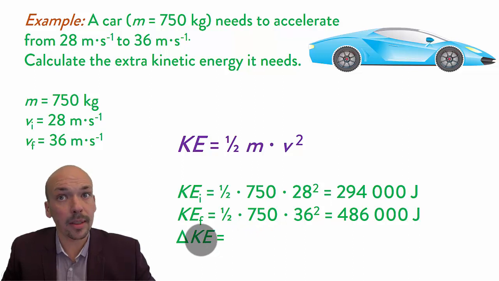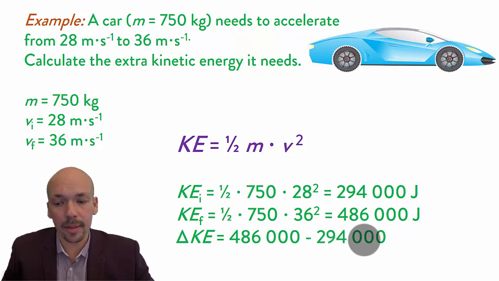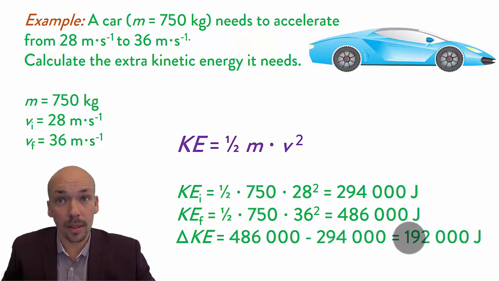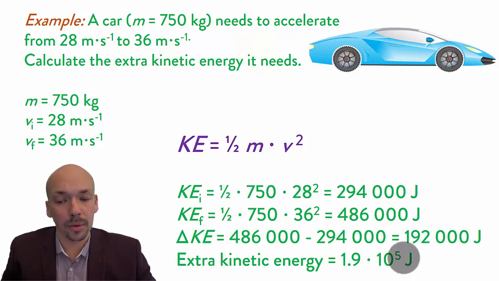So the difference in kinetic energy, we have 486,000 minus 294,000 joules, and that's 192,000 joules, or you can write it like 1.9 multiplied by 10 to the 5th joules. So either this one or this one is correct. So that's the extra energy it needs.